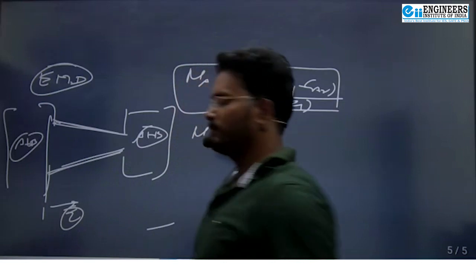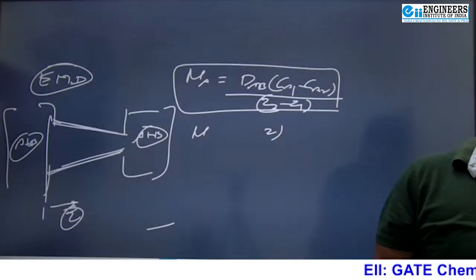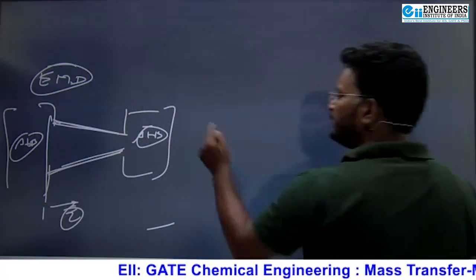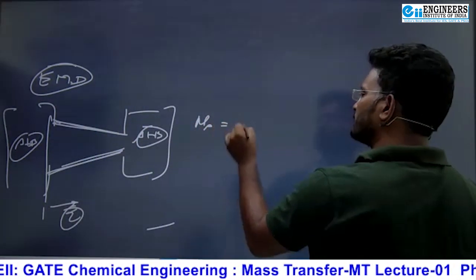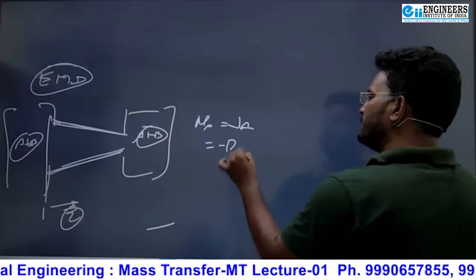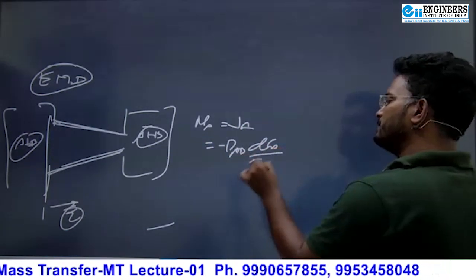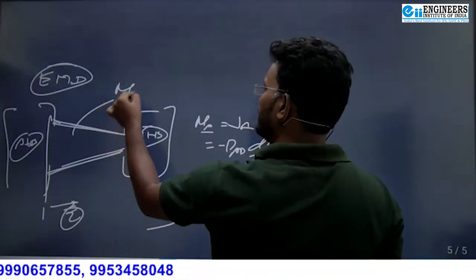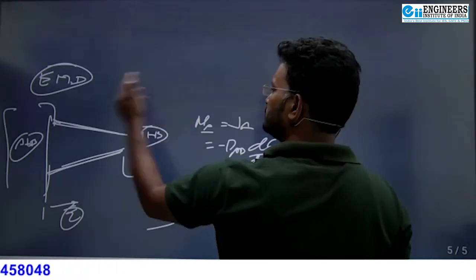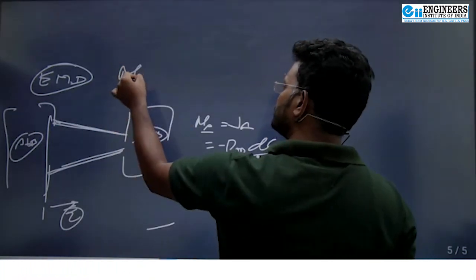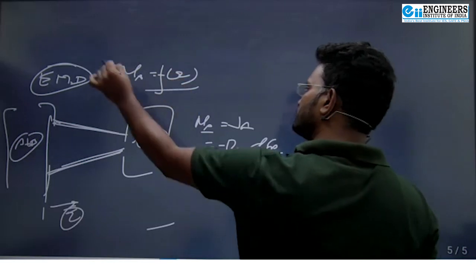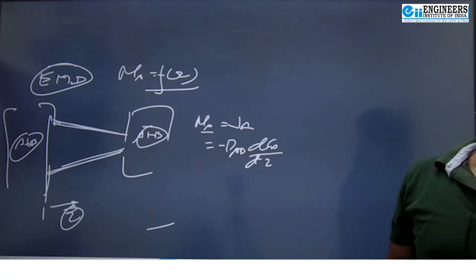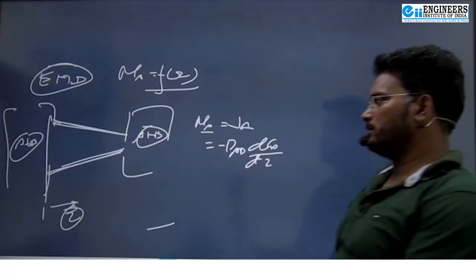What happened in this case? What change will you make? In this case, NA is a function of what? The only difference is that here again NA equals J, but J equals minus DAB into dCA upon dZ, and this NA is a function of Z. Flux is going to vary. NA is a function of Z. Yes, rate of mass transfer is constant, but flux is not constant.